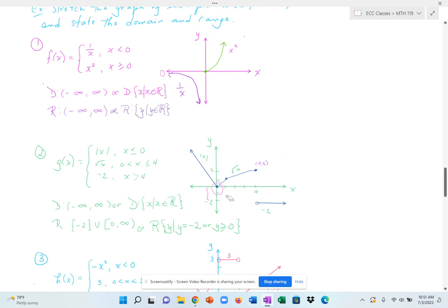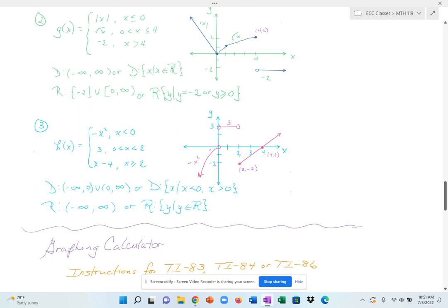Okay, so now we go on to number 3. I have h of x is equal to -x squared for values of x less than 0. It's equal to 3 for values of x between 0 and 2, and x minus 4 for values of x greater than or equal to 2. -x squared is the upside down parabola, so this is this part. We have an open circle here because it's just less than.